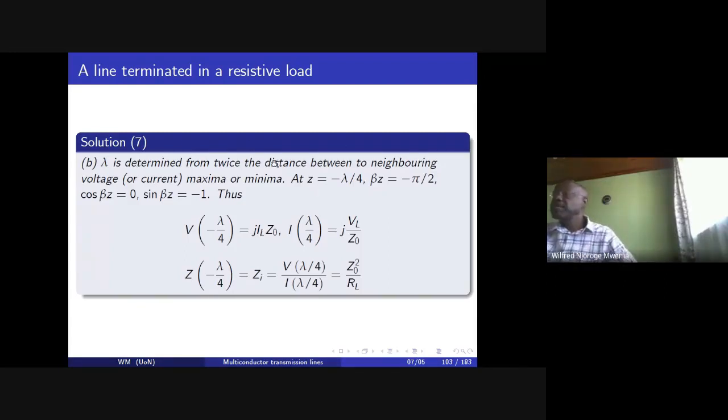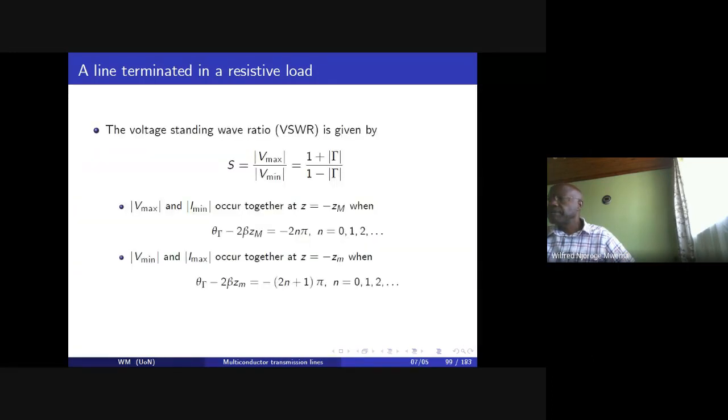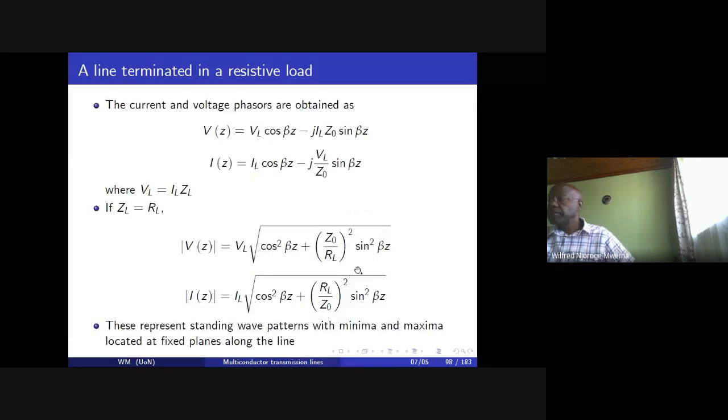So we say that lambda will be determined as twice the distance between two neighboring voltage and current maxima or minima. And we can write that as Z equal to minus lambda by 4. Beta Z is going to be given by minus pi by 2. And the cosine of beta Z is going to be 0. And the sine of beta Z is going to be minus 1. And thus, at quarter lambda, V is going to be given by j IL Z naught, and I at quarter lambda is going to be given by j VL by Z naught. Here we are using these expressions.